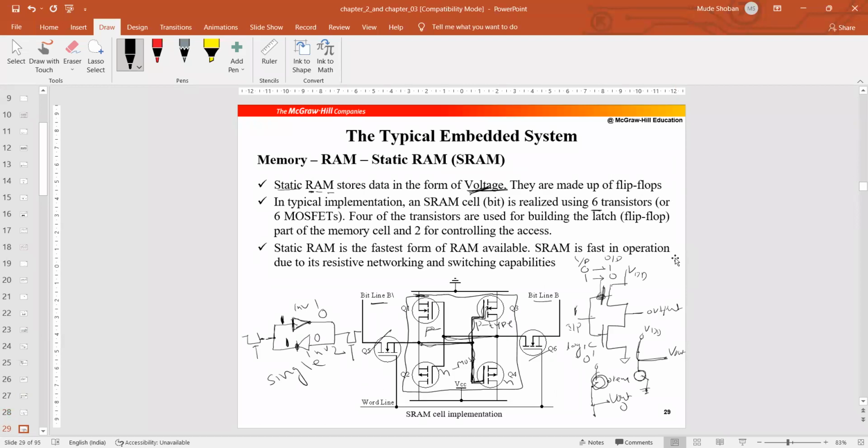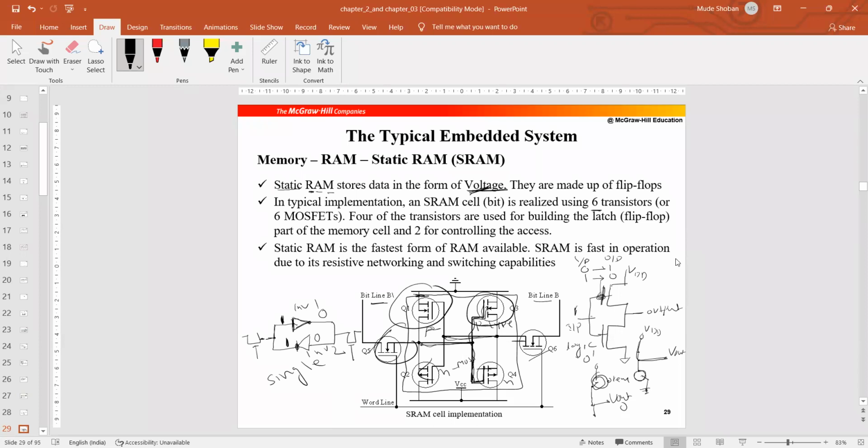So coming to this RAM, as I show you, this is one transistor, the second transistor, third, fourth, fifth, sixth. These are the six transistors for designing a single cell. It can store either 0 or 1. This is the SRAM cell implementation, and how it will be implemented.